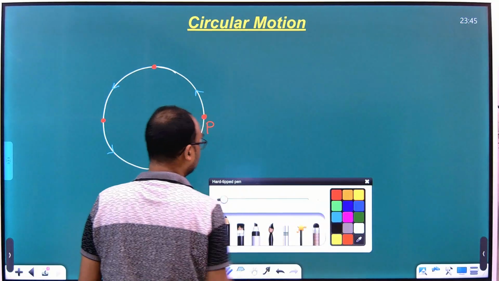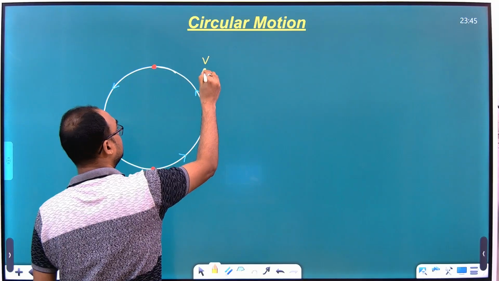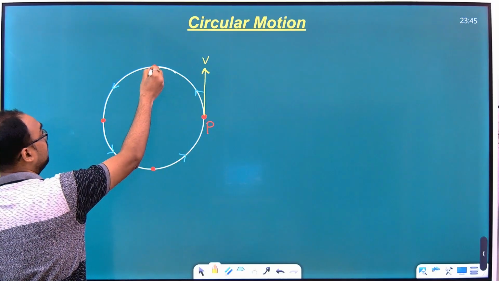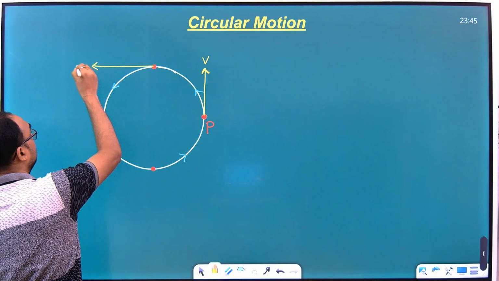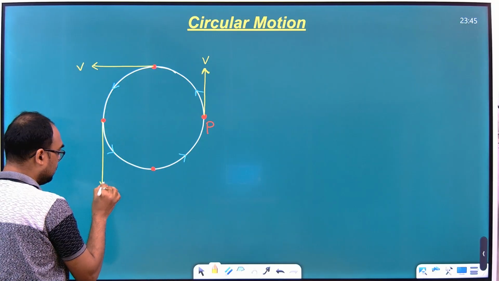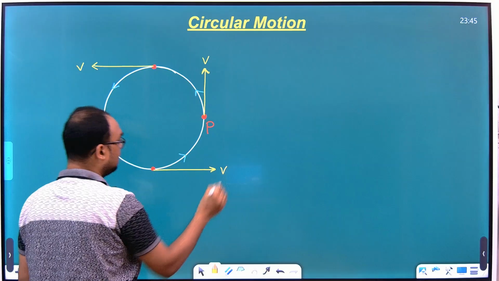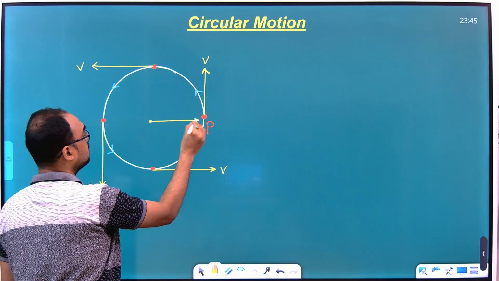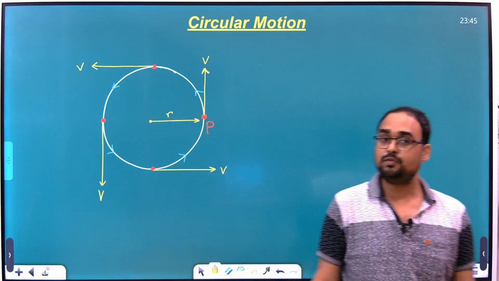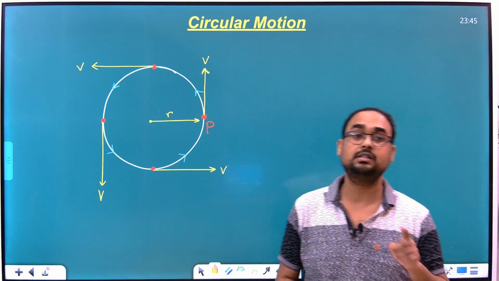Now, when the particle is in the upward direction, the velocity will be like this, tangential to the motion. When the particle is on the top, the velocity will be tangential like this. When the particle is at the left, velocity like this, and particle at the bottom, velocity like this, and the radius of the circle is taken as r. So when a body is moving in a circular motion, there are certain parameters that remain constant and certain parameters that change.